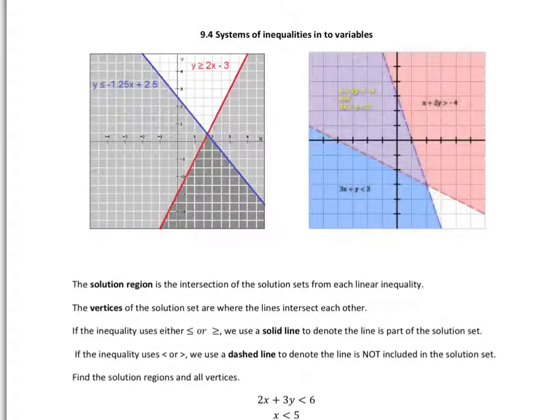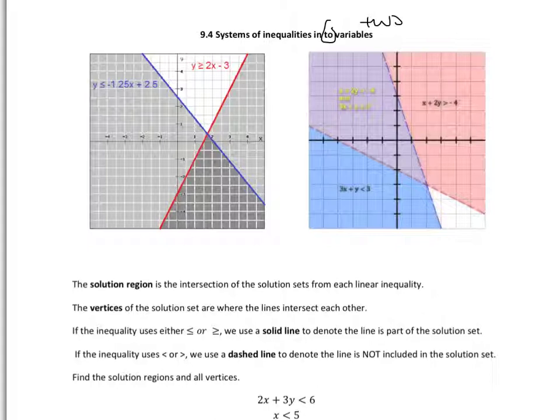Welcome to 9.4, the last section of the ninth module. We're going to do systems of linear inequalities in two variables. Really, what we're going to be doing is graphing lines and then shading regions.